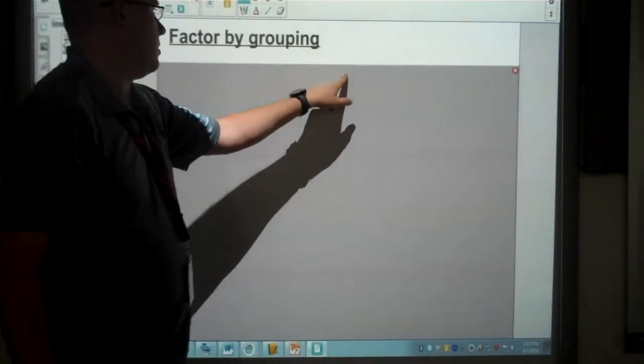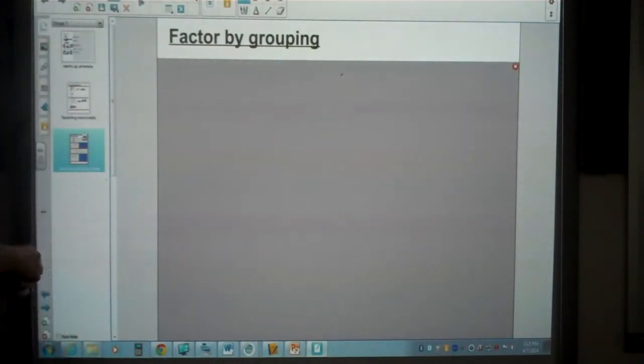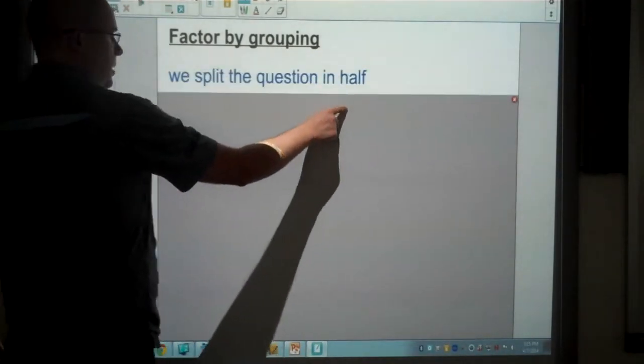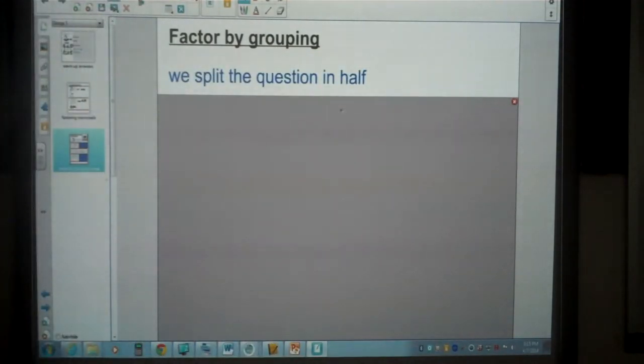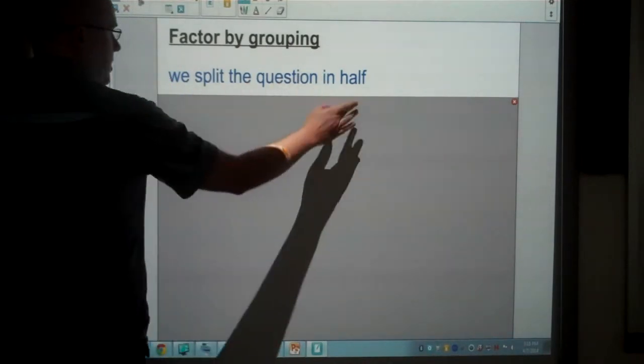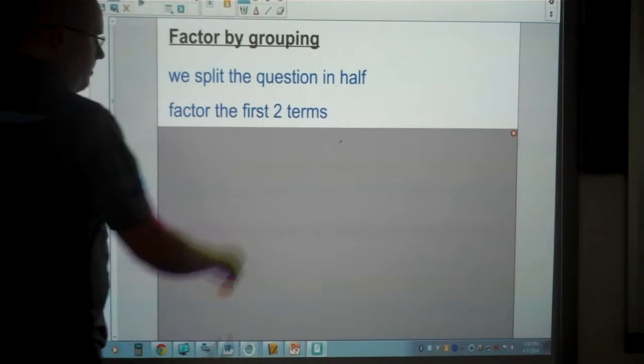Now we also looked at factored by grouping. Not particularly one of my favourite methods, but there is a procedure that we have to follow for this. So this is going to be characterised by when we have 4 terms in our expression. And we're going to split the question in half and look at 2 terms at a time.